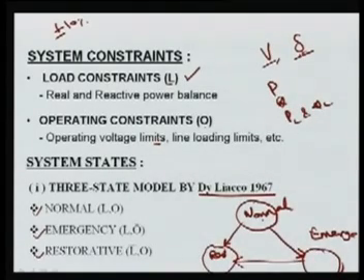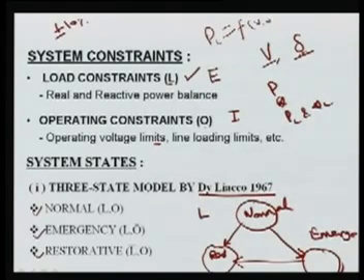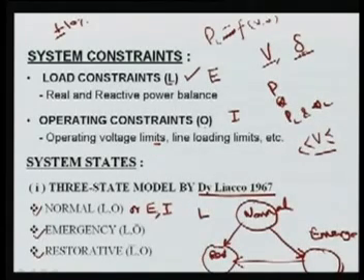In the normal state, your load constraints are also known as the equality constraints, and the operating constraints are the inequality constraints. You can see here I wrote Pi is equal to a function of voltage and delta, which means equality. However, in the other constraints it was less than or equal to, so these are the inequality constraints. So I can say the normal state is where E, the equality constraints, as well as the inequality constraints are both satisfied. Then it is called the normal state.